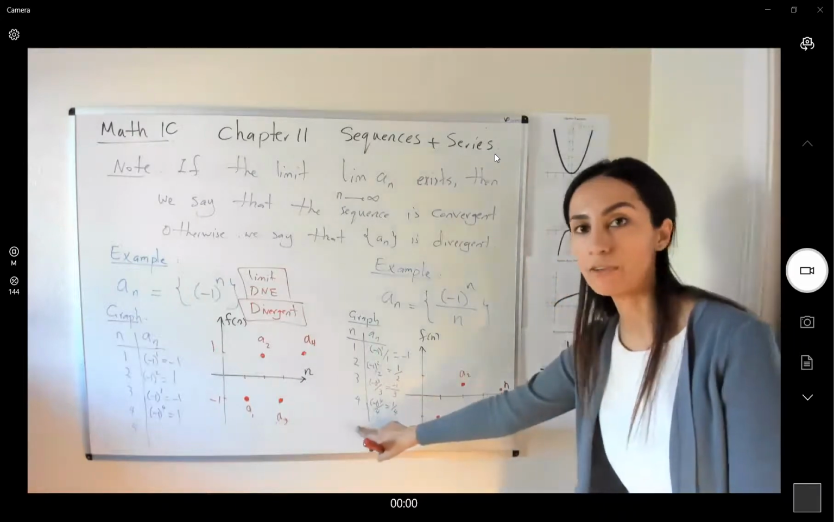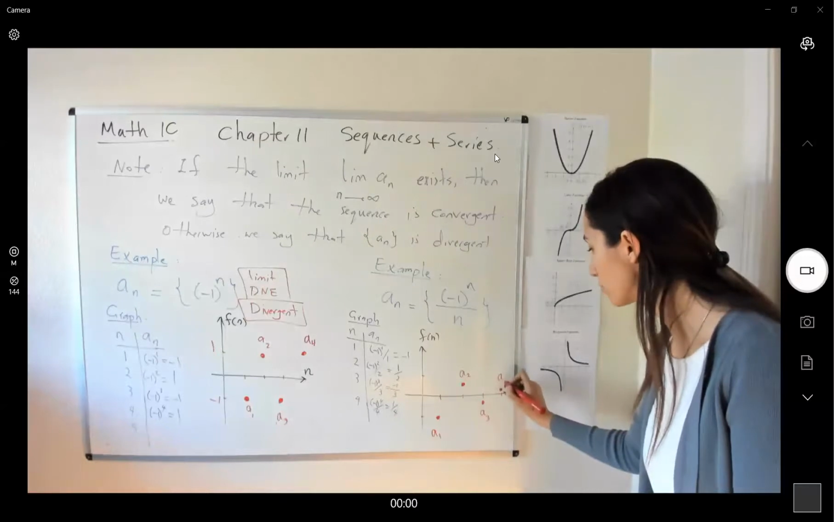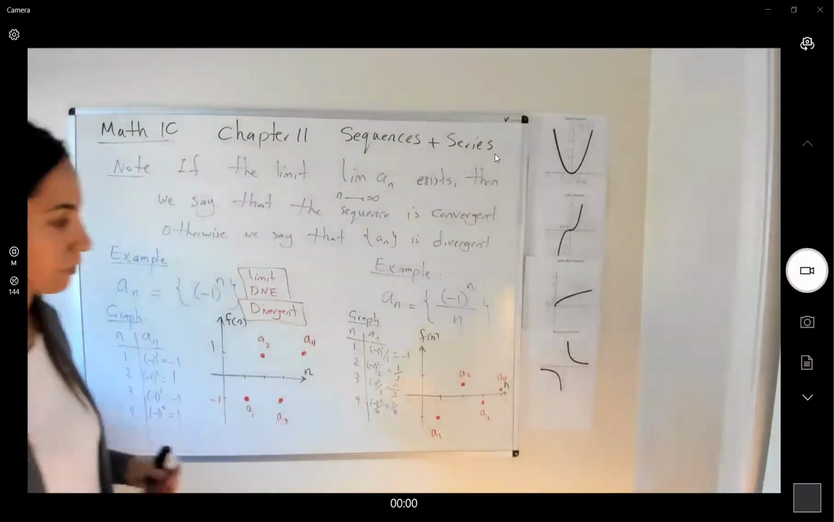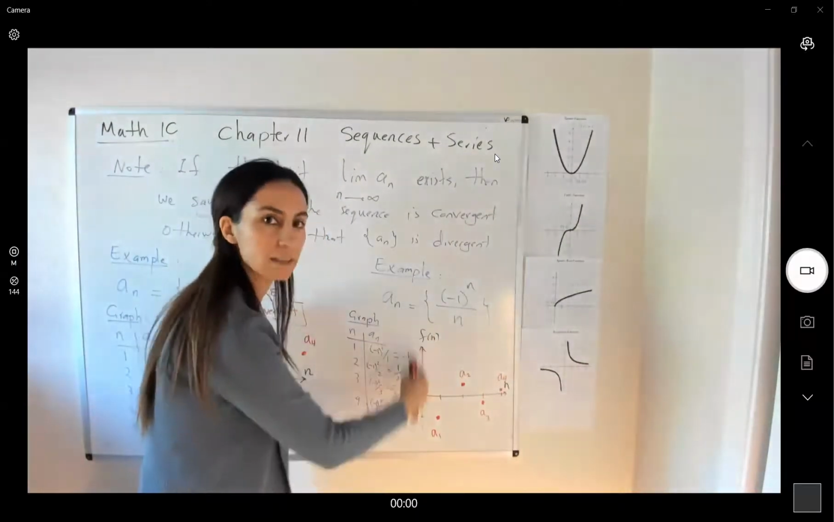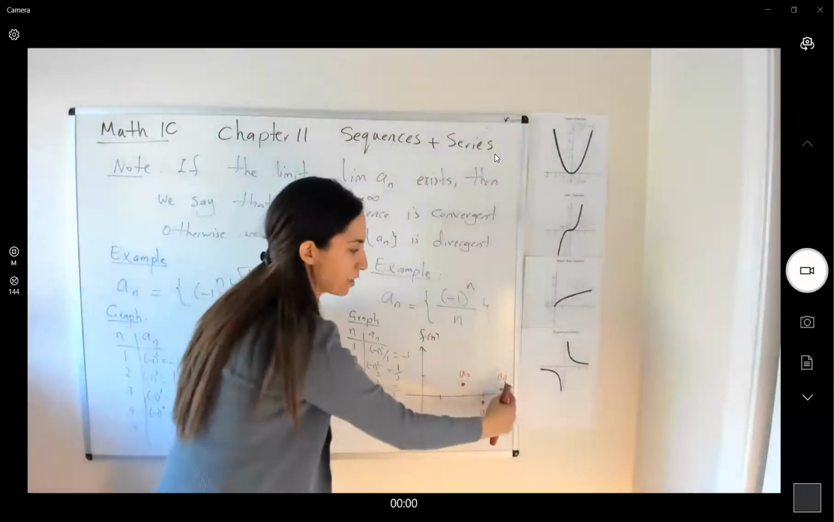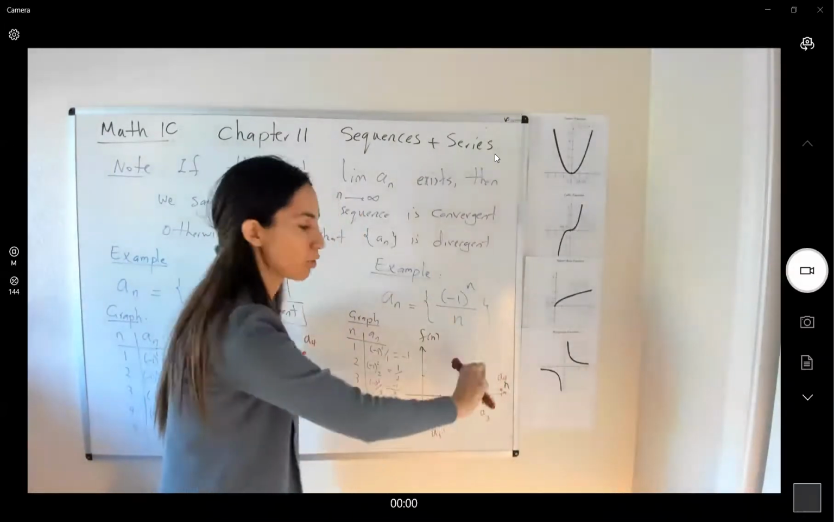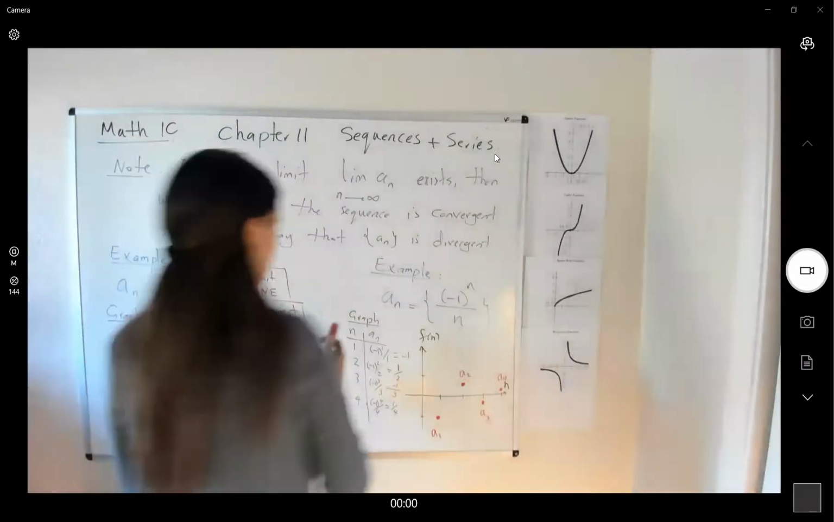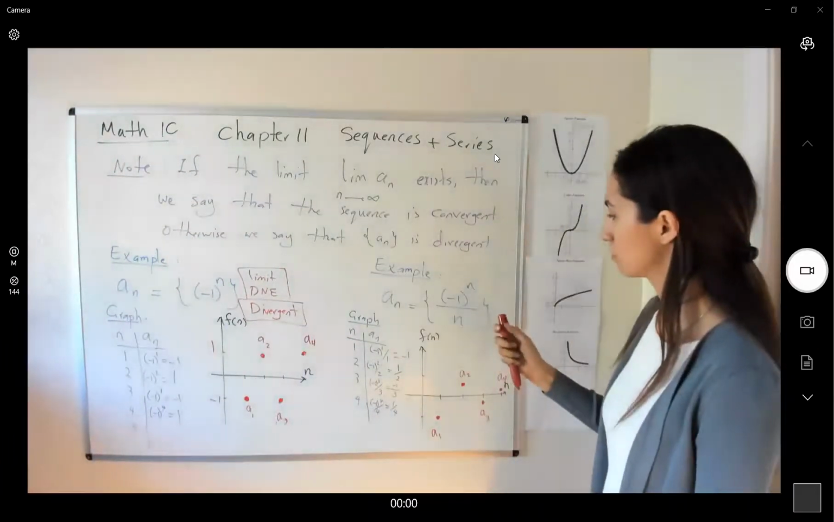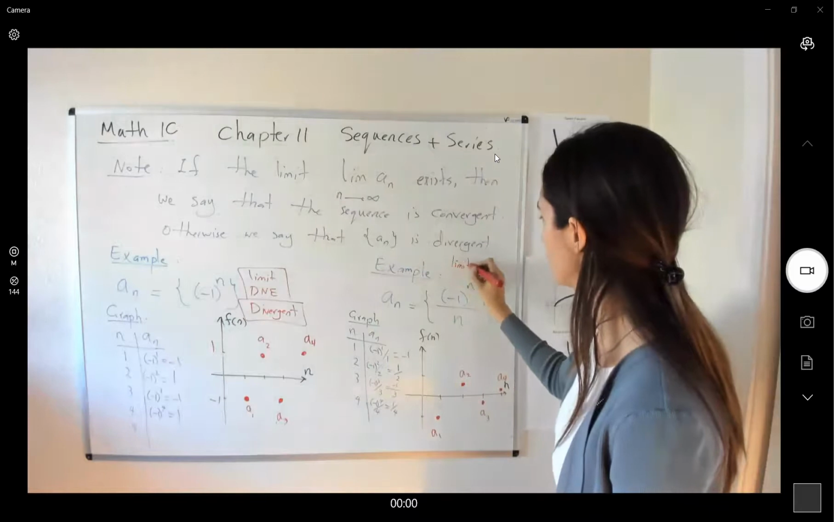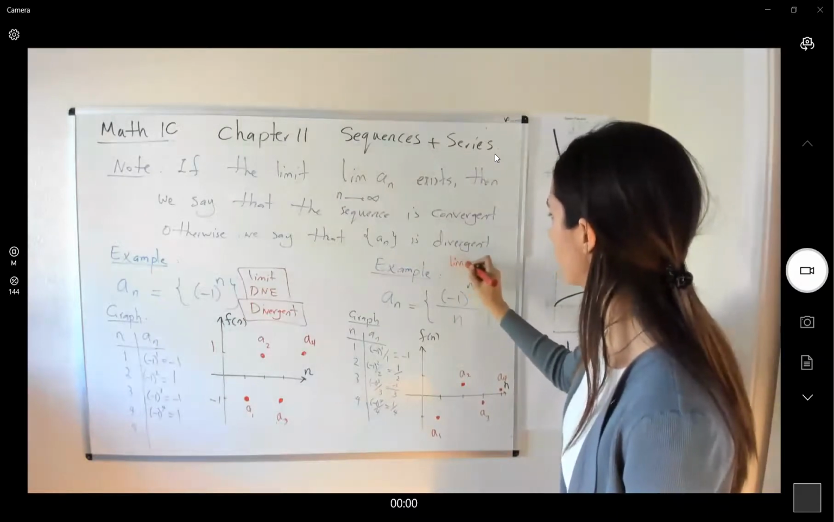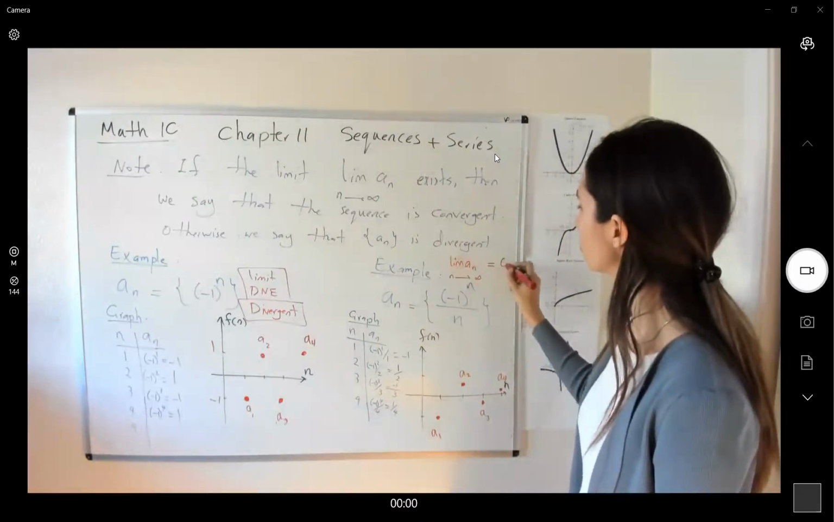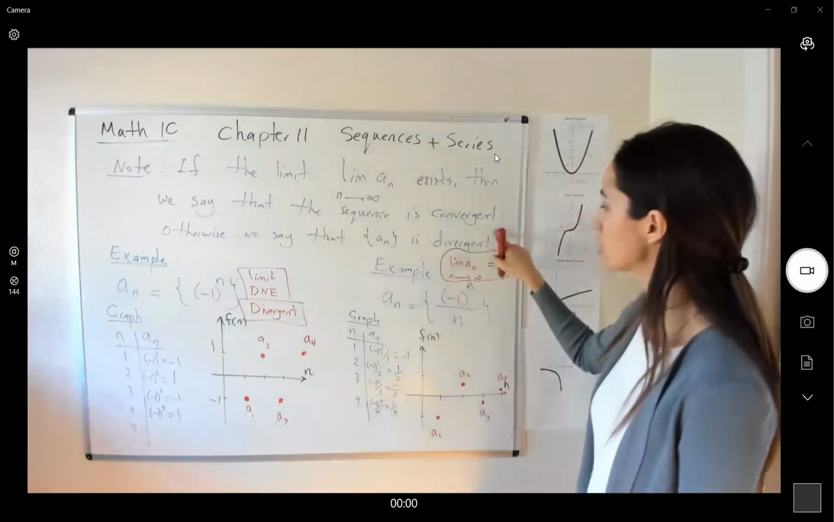If I plug in 5, I get -1/5. It's getting closer and closer to your y-axis, which is f of n. The y value is getting closer and closer to 0. So the limit of the function is 0. The limit of a sub n, while n is getting closer and closer to infinity, is equal to 0. So you have a convergent sequence.